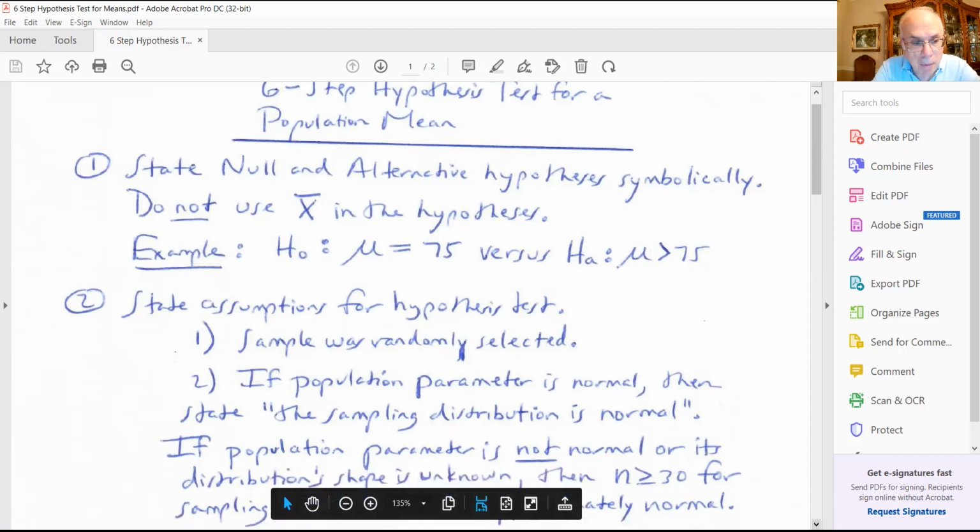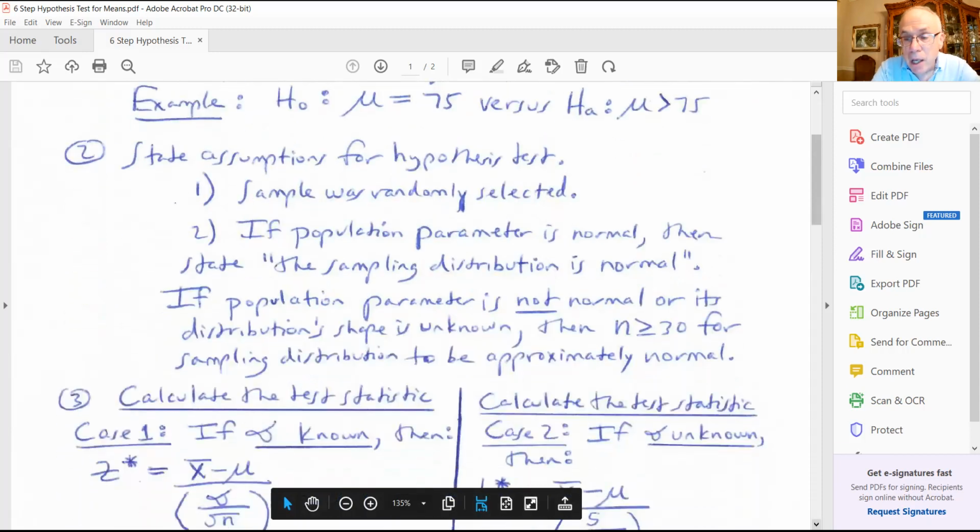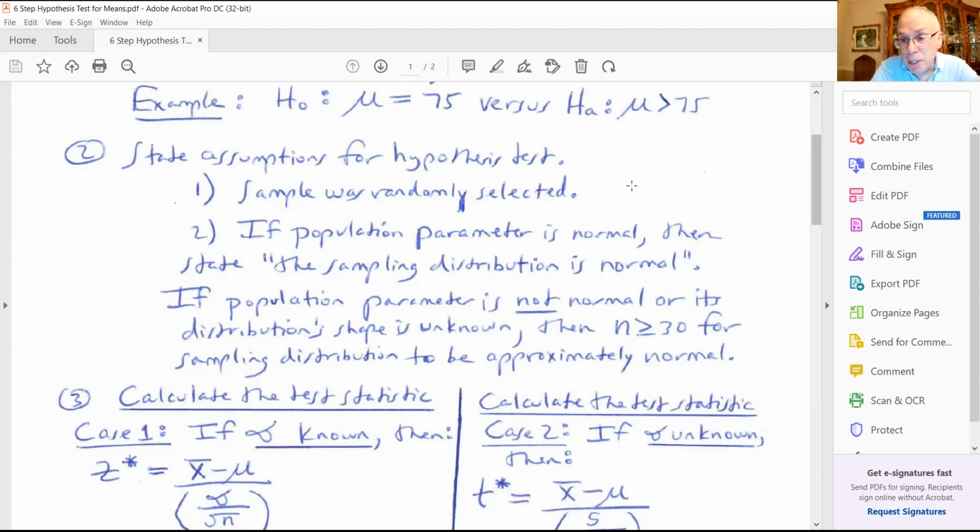State assumptions. An assumption that's always stated, and make sure you do this on the final exam, is the sample was randomly selected. It has to state that, but that's one of the assumptions to do a hypothesis test using the normal distribution, the t distribution, whatever we're using. It's absolutely essential.